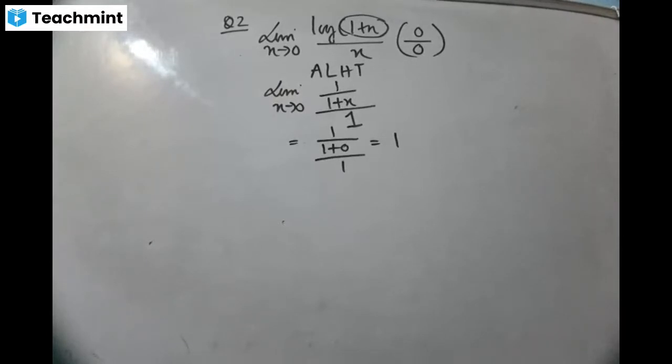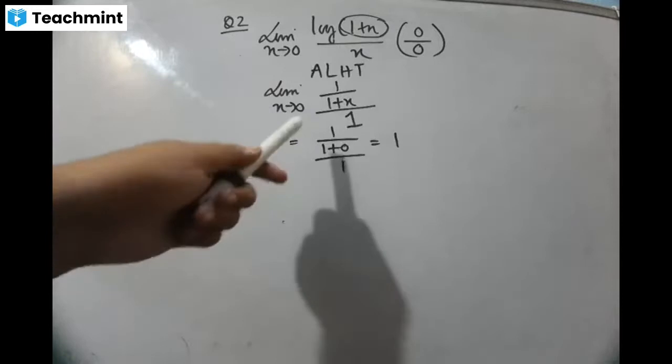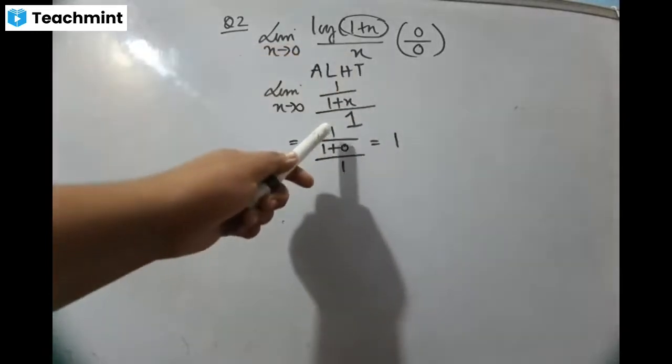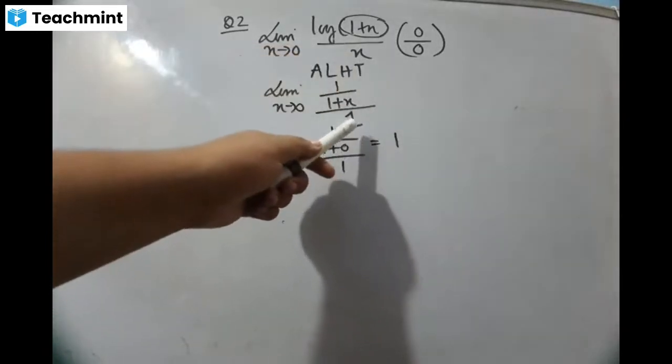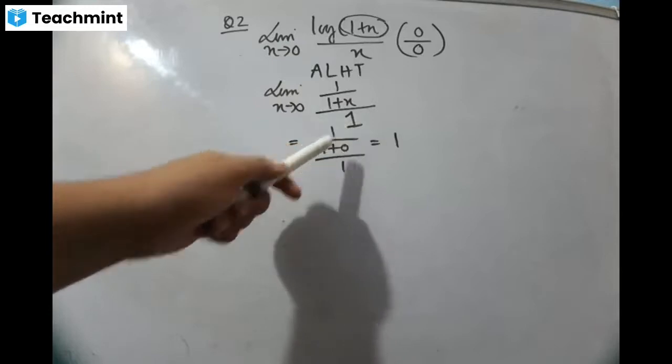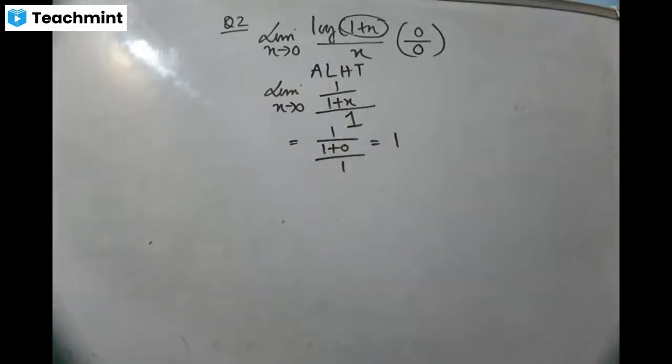Once you differentiate, then again you need to check. The moment I differentiated this function, I got 1 in the denominator. That means no more 0 in the denominator. So this itself is my answer. So please take a screenshot of this. Come on, everyone, please take a screenshot of this.